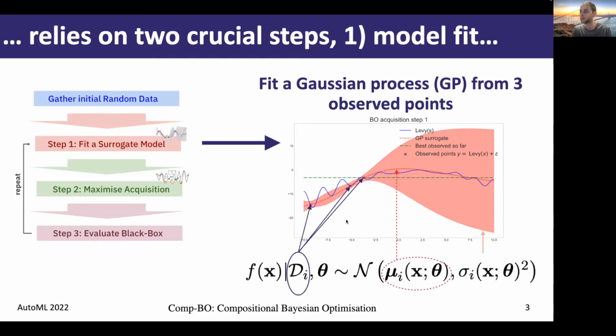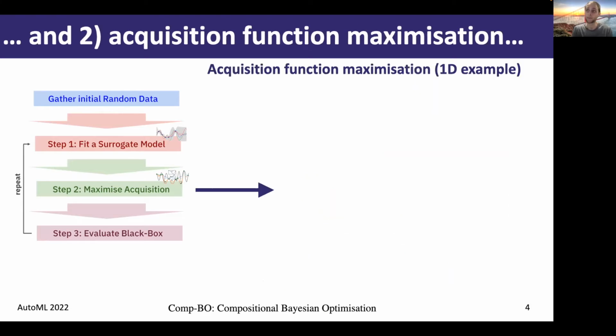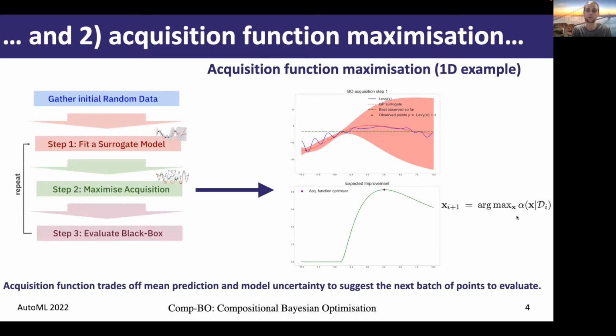This posterior distribution will be a Gaussian with a mean and a variance that are functions of x. Given this model, the next step consists of maximizing an acquisition function. So we have the model here, and we have an acquisition function there. An acquisition function alpha is a function that takes as input a set of points x from the search space, and associates to this set of points a value that corresponds to the advantage we would have in acquiring or evaluating these points with the real black box. This acquisition function alpha will trade off the mean prediction and the model uncertainty to suggest the next batch of points to evaluate.